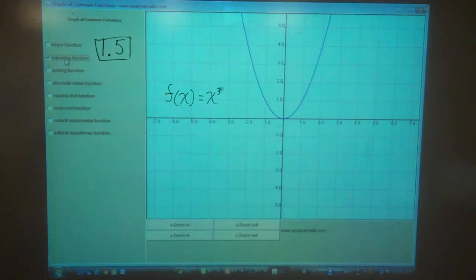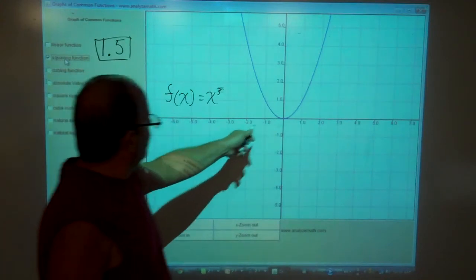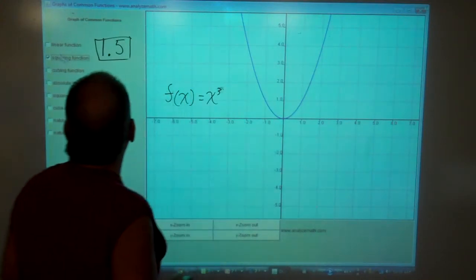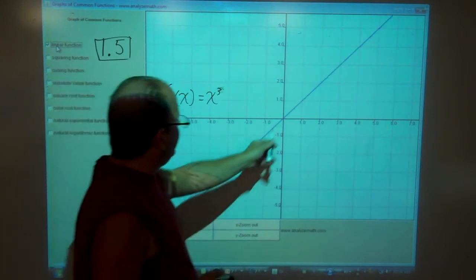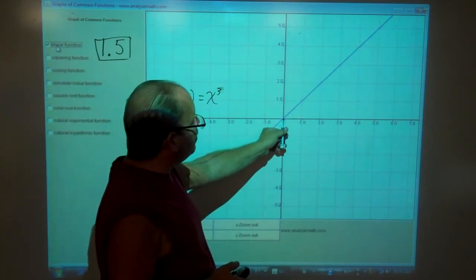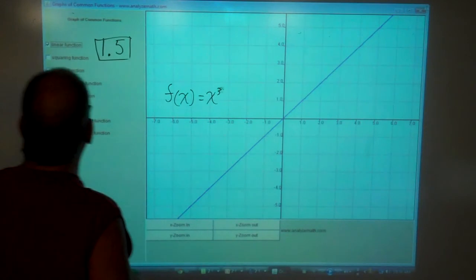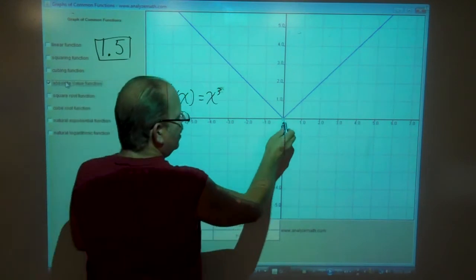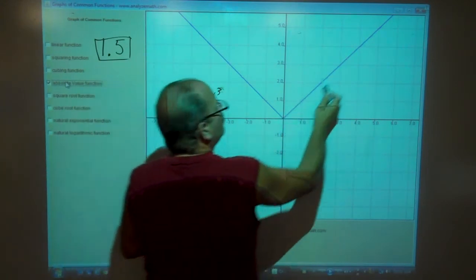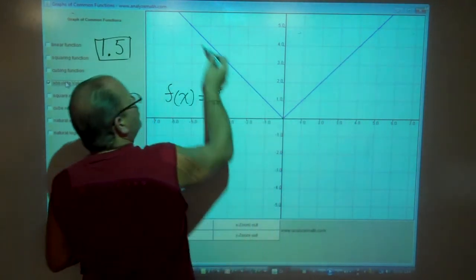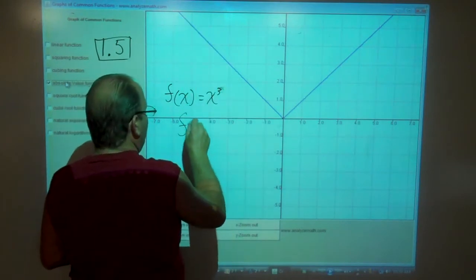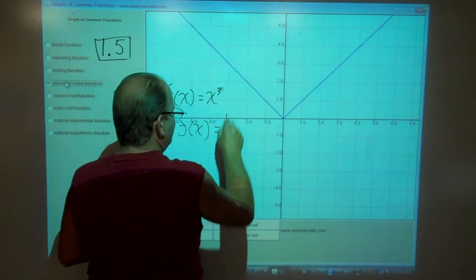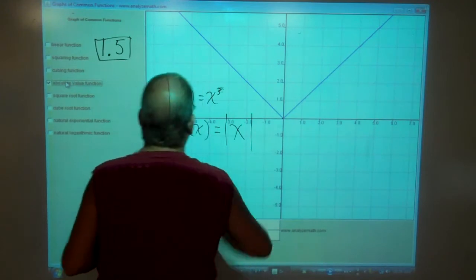So look again at x squared. You see it goes through the origin. Look at y equals x, or f of x equals x, through the origin. Let's look at the absolute value function. Here we have, again, the origin. The absolute value function is always this V. So this would be f of x equals the absolute value of x.